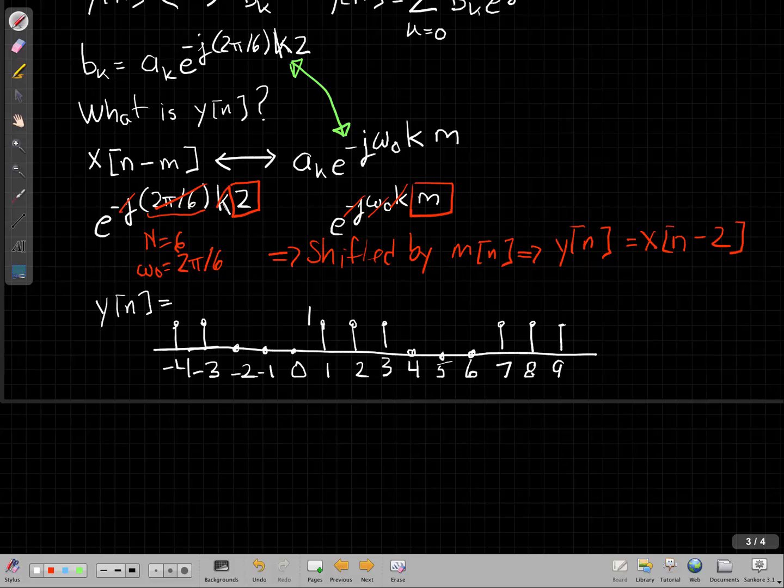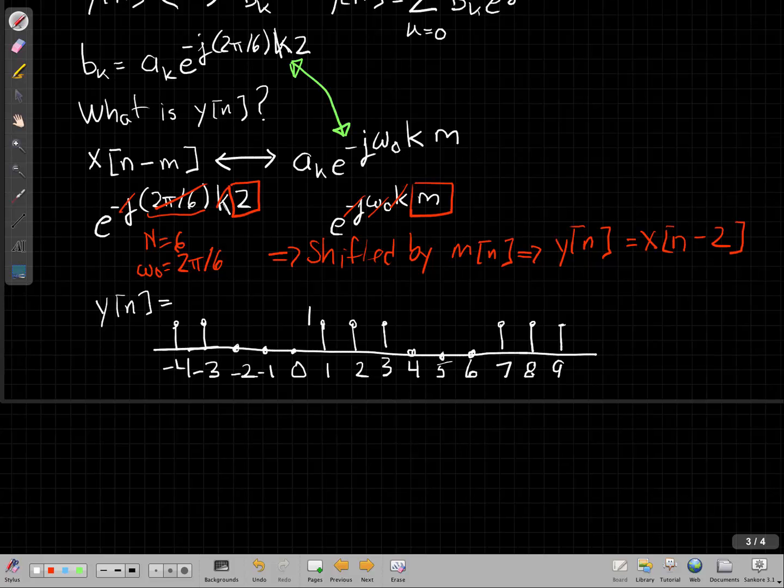Another important thing to note is that using the shifting property did not change the period of the signal. This is still periodic every 6 samples, right? If I go from 1 to 7, 2 to 8, 3 to 9, I have the same values of the signal, so using the shift property doesn't change the period when I'm working with Fourier series. Okay, so there's the first example.